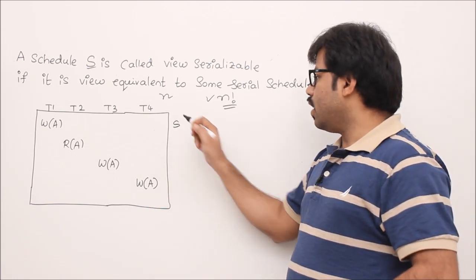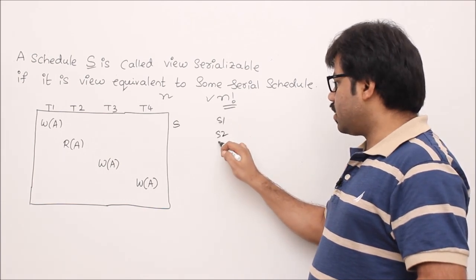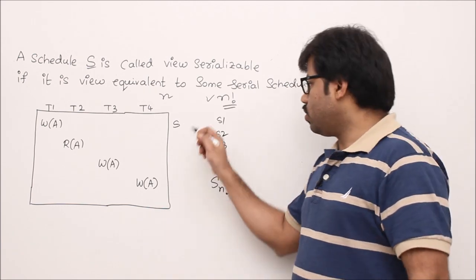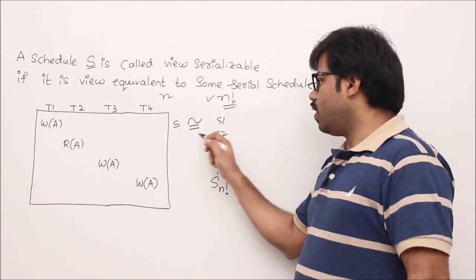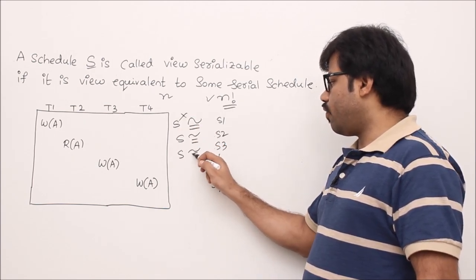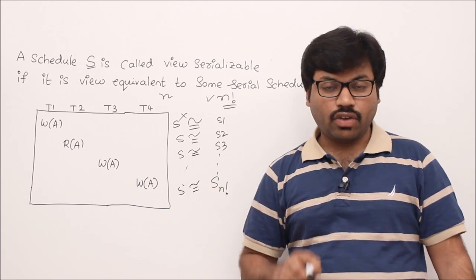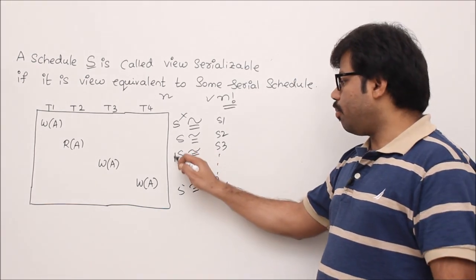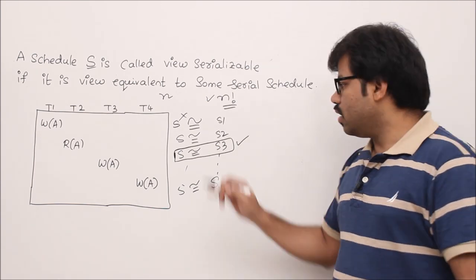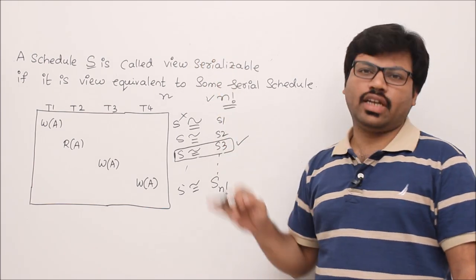Take this schedule and take one of the serial schedules out of n factorial, let's say s1, then next s2, s3, and so on. We have to go up to n factorial, and check view equivalence between s and s1. If it doesn't work out, then we compare s with s2, s with s3. Only if everything goes wrong can we say that it is not view serializable. If at least one comparison gives a yes answer, that means s is equivalent to some serial schedule, then we can say that it is view serializable, right?